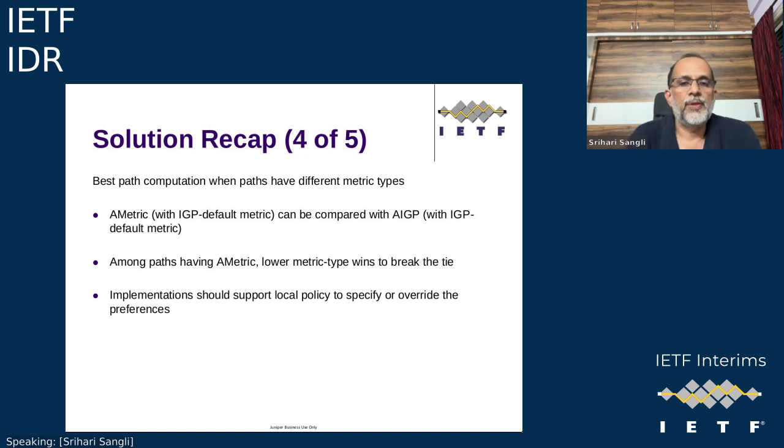All right. With respect to best path computation, some of the things that the document mentions: it's quite possible that we have existing deployment of AIGP carrying the IGP default, and the generic metric, the accumulated metric, carrying the IGP default. It is comparable. That's one aspect. And if there is more than one metric type, to break the tie, we are recommending the lower metric type to win. But we also recommend that implementations provide a local policy to be able to override the basic preferences.